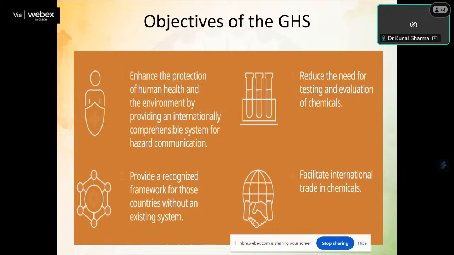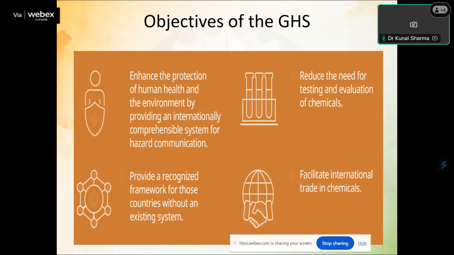Second, reduce the need for testing and evaluation of chemicals, because GHS is there, and if one country has done the evaluation and testing with the help of GHS, we can easily understand the properties and nature of the chemicals. Third, provide a recognized framework for those countries without an existing system. With the help of GHS, we don't require prior approvals or a separate recognition framework or testing on our side. We can easily understand with this system that if GHS is approved over there, they will follow the international laws and protocols, and it is not required to rework the particular system. And fourth, facilitate international trade in chemicals. I have already quoted that there are more than 650,000 chemicals present in the world, and it is growing day by day. So you can easily understand the nature of the chemical properties, though the MSDS will vary from chemical to chemical.